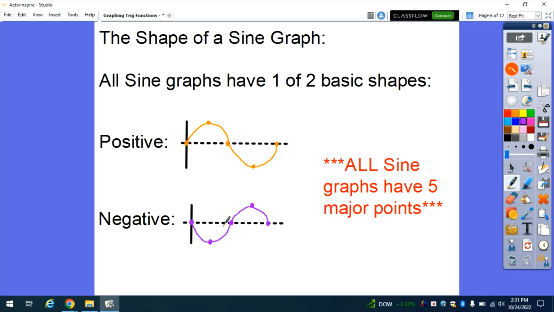But they all have those 5 points. 1, 2, 3, 4, 5. The 3 points on the equilibrium, and then they each have a point at the max and a point at the min. It's just when those happen that's different.